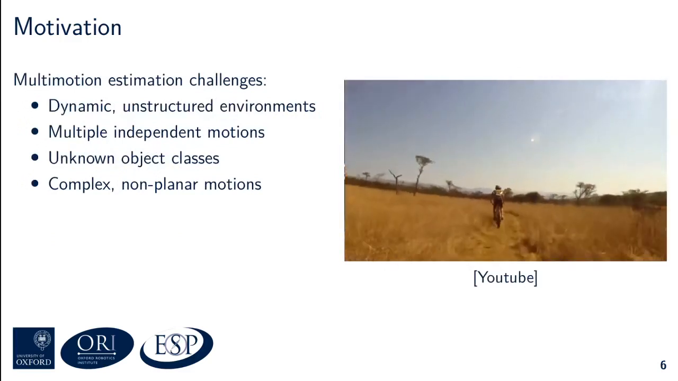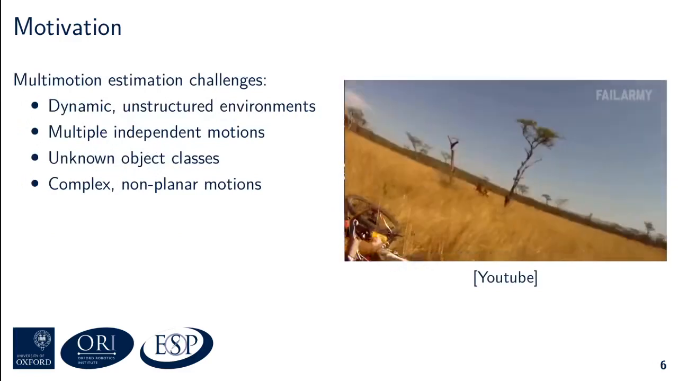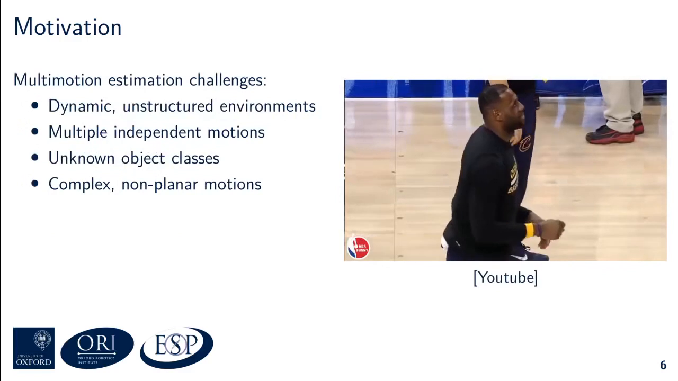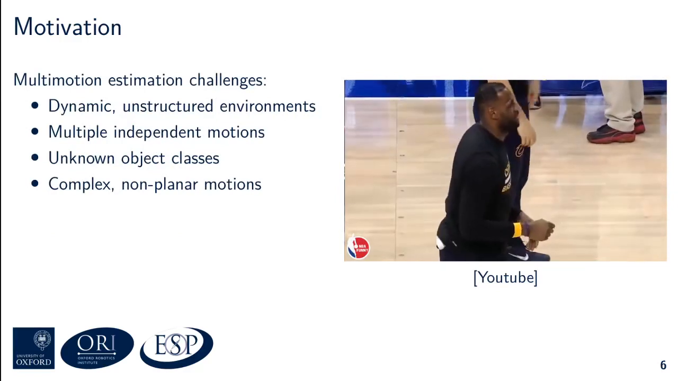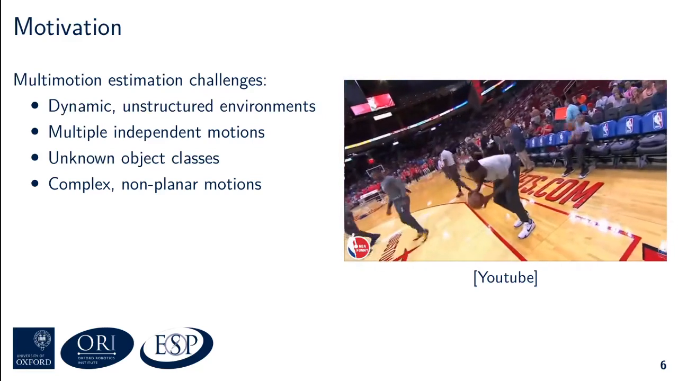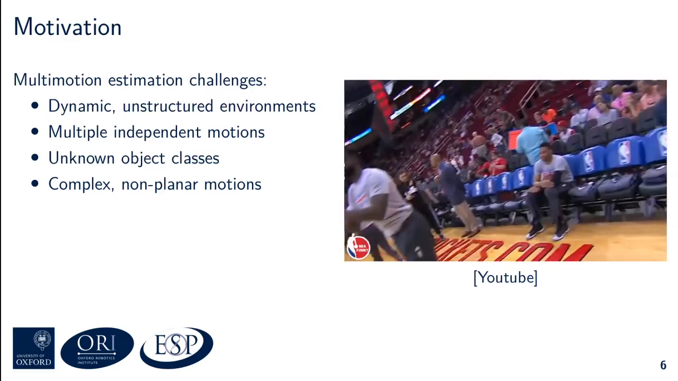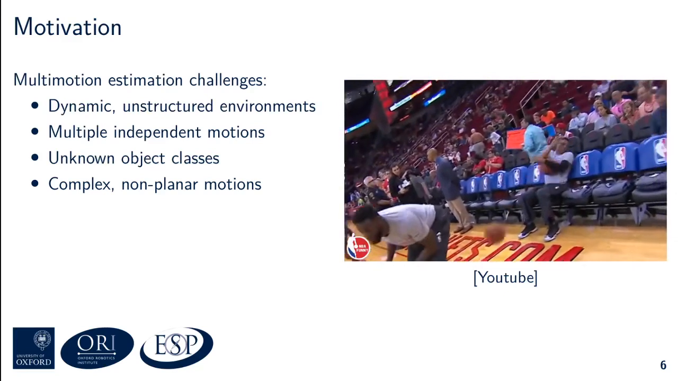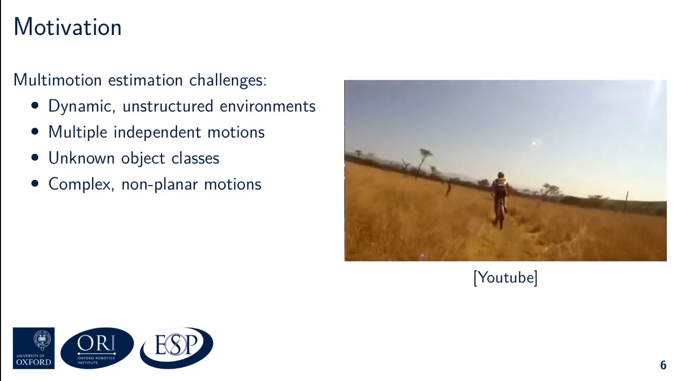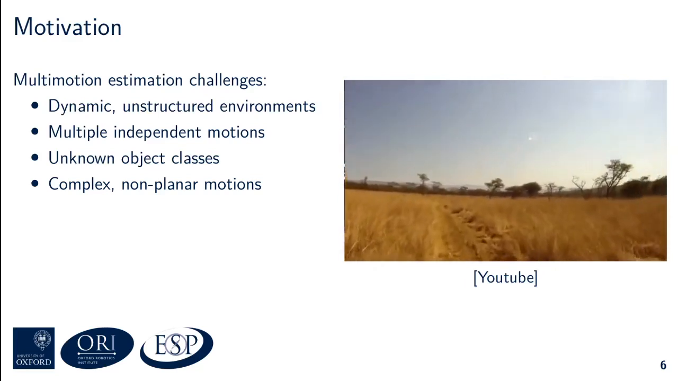For example, VO and SLAM can struggle in dynamic, unstructured environments, and significant effort has been spent on robustly isolating the static portions of a scene, but that intentionally ignores the other independent motions in the scene. Multi-object tracking techniques focus on multiple independent motions, but are often restricted to a set of known object classes. And both tracking and flow-based techniques rely on simple motion models that do not apply to complex, non-planar motions, especially with significant rotations.